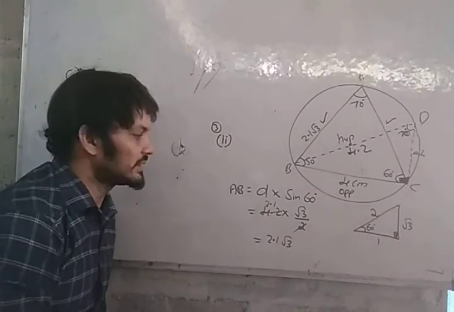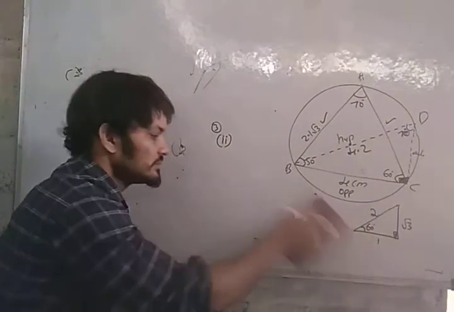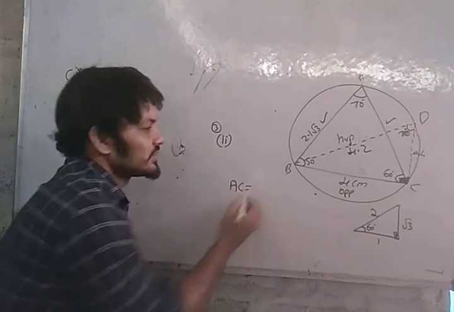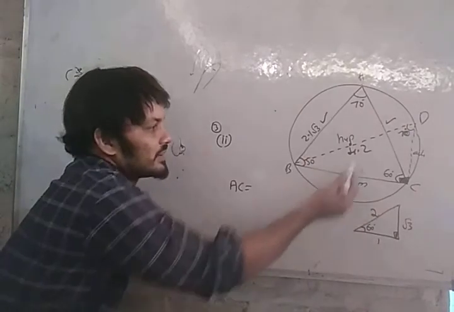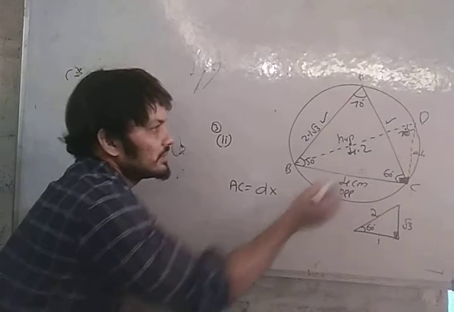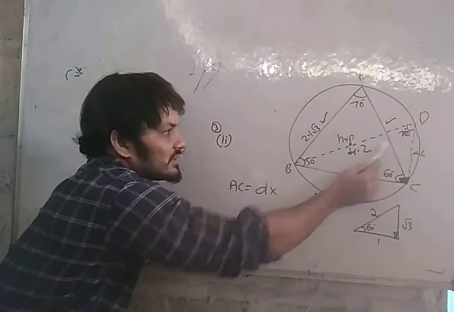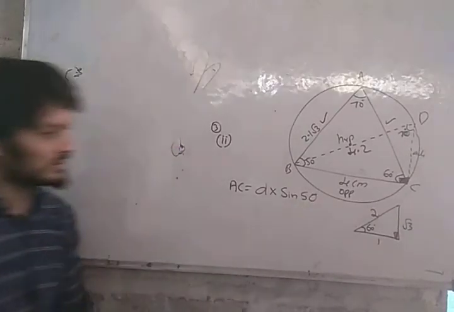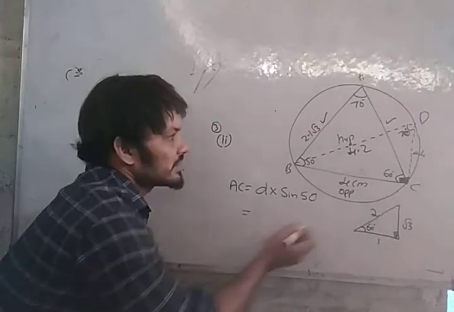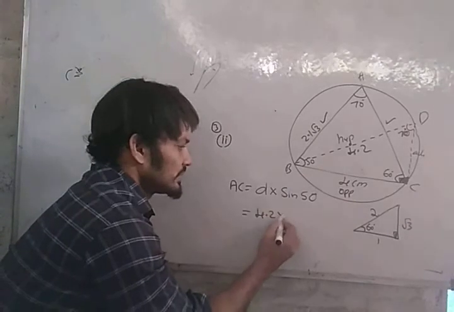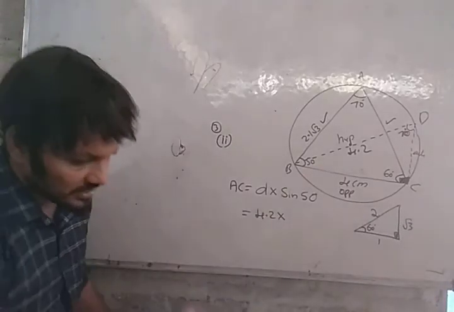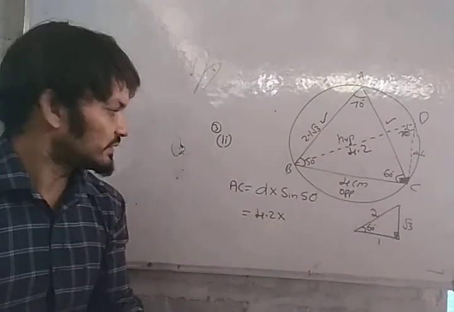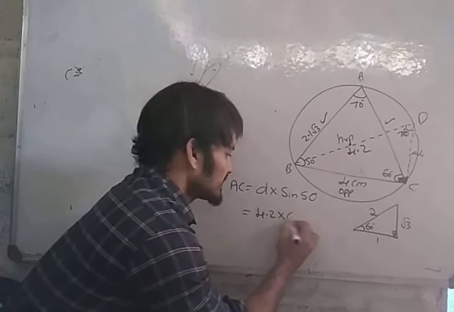Look how finding AC. AC is equal to, this is side AC, diameter into AC. This is opposite how much degree? 50. Sine 50 degree. So the diameter is how much? 4.2. Sine 50 from the textbook, here in the textbook, last page. Sine 50 I already gave before, 0.76.